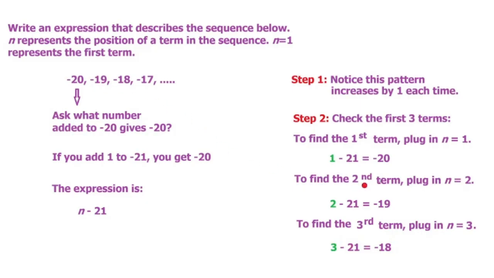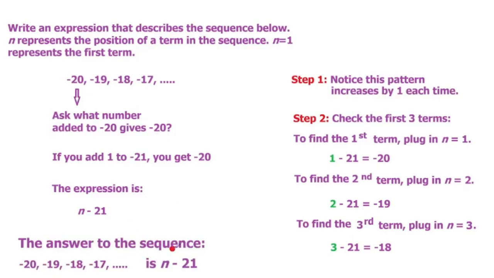Well, this is our sequence exactly, right? Minus 20, minus 19, minus 18. So the answer to the sequence is n minus 21. And that's it. That's all there is to that problem.